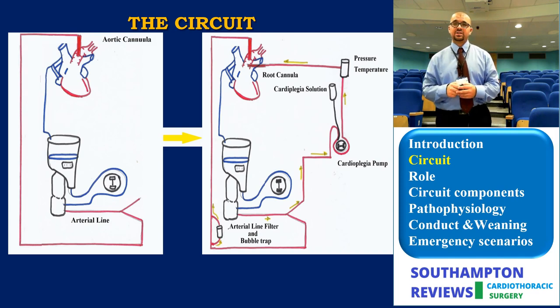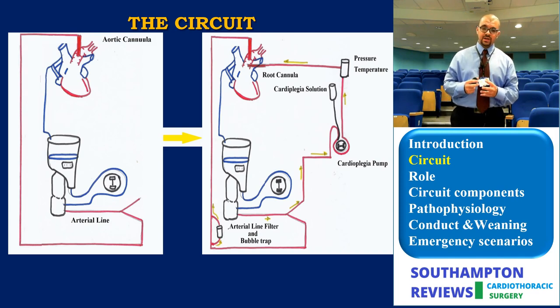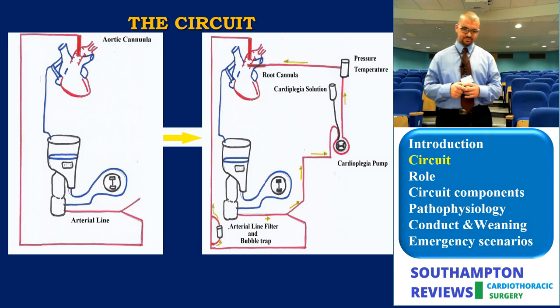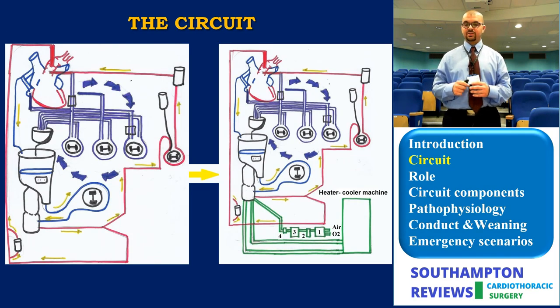Again, safety adjuncts here, arterial line filter and bubble trap, vents, sucker, heater cooler machine, gas and air. All right. This is in brief the circuit.